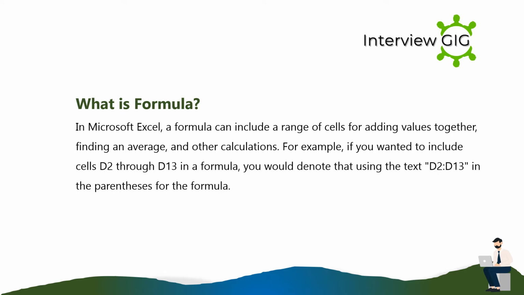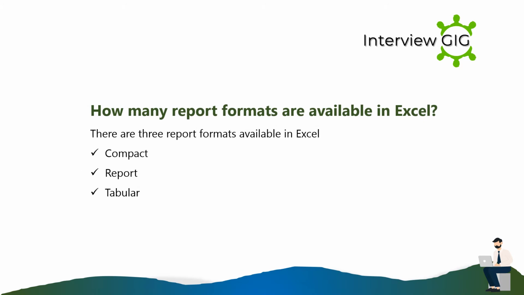What is formula? In Microsoft Excel, a formula can include a range of cells for adding values together, finding an average, and other calculations. For example, if you wanted to include cells D2 through D13 in a formula, you would denote that using the text D2:D13 in the parentheses for the formula. How many report formats are available in Excel? There are 3 report formats available in Excel: Compact, Report, Tabular.